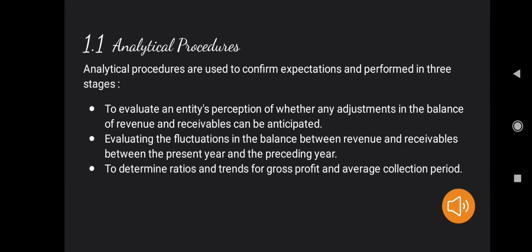So we will go through the three substantive procedures, and first of all we'll go through analytical procedures. Analytical procedures are used to confirm expectations and are performed in three stages. The first stage is to evaluate an entity's expectation of whether any adjustments in the balance of revenue and receivables can be anticipated. The second is evaluating the fluctuations in the balance of revenue and receivables between the present year and the preceding year. And the last one is to determine ratios and trends for gross profit and average collection period.